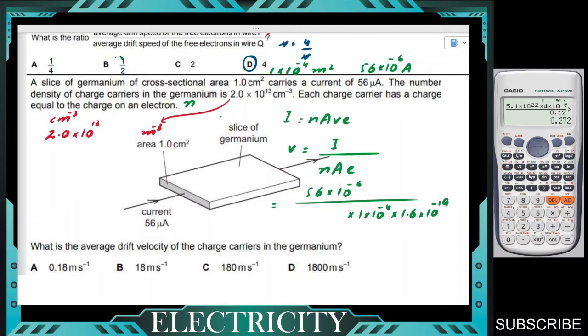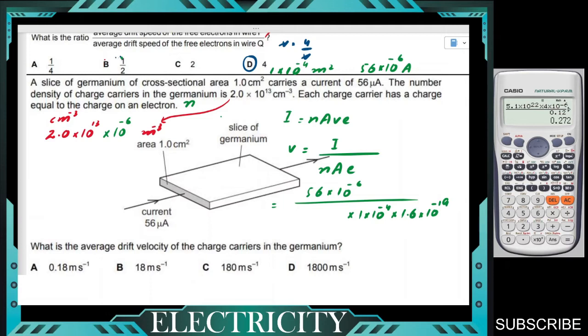Now let me ask you the question. Ramin, how do we convert per cubic centimeters to per cubic meters? What do I multiply this number with? 10 raised to the power minus 6. Okay, this is what most of us would be tempted to say: that we want to convert per cubic centimeter to per cubic meters, so we multiply by 10 raised to the power minus 6.